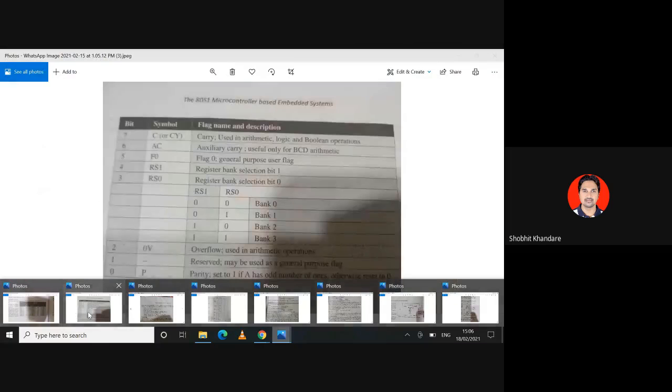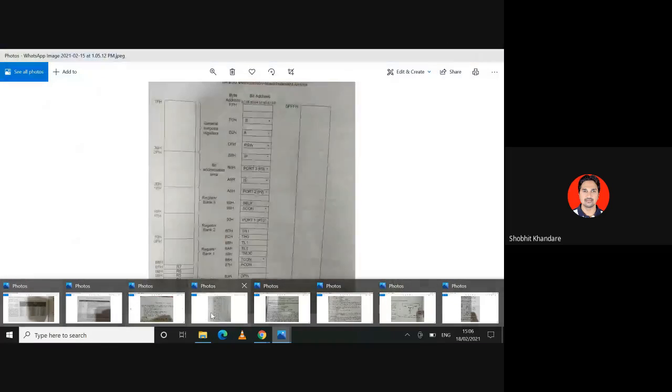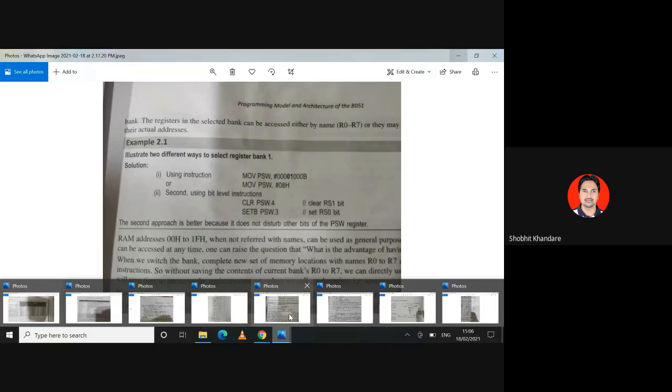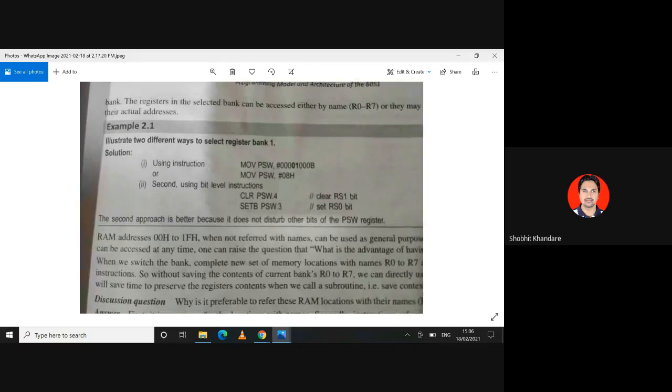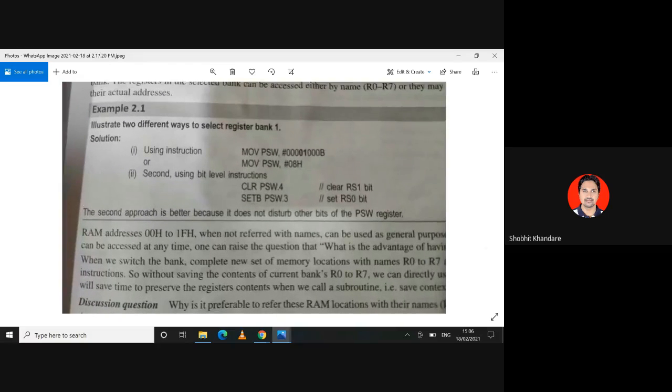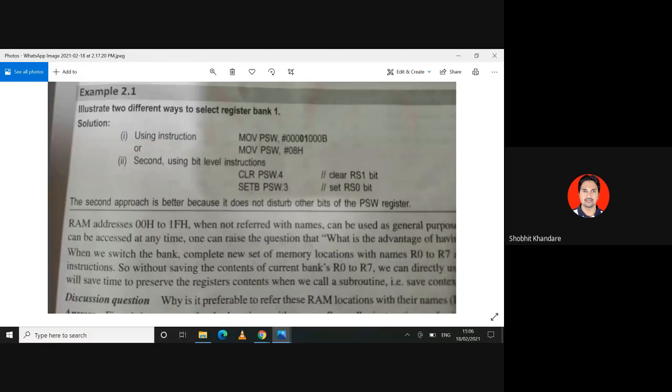So this is also over. I want everyone to write this. Write down the problem now. Problem में लिखो. Illustrate two different ways to select register bank 1.